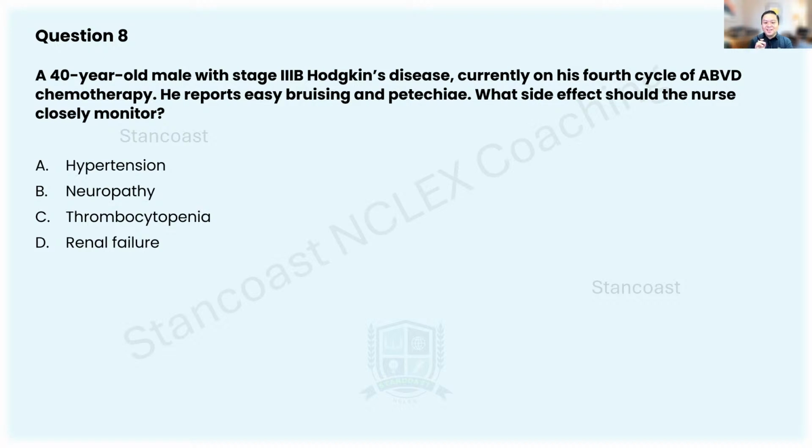A 40-year-old male with stage 3B Hodgkin's disease, currently on his 4th cycle of ABVD chemo. He reports easy bruising and petechiae. What side effect should the nurse closely monitor? Is it A, hypertension, B, neuropathy, C, thrombocytopenia, and D, renal failure?